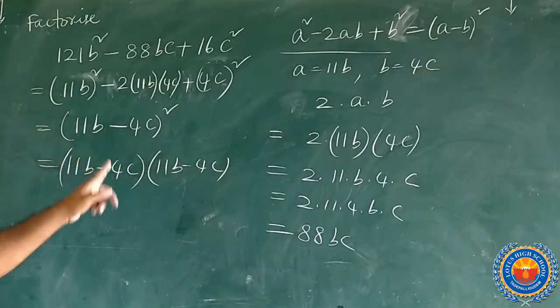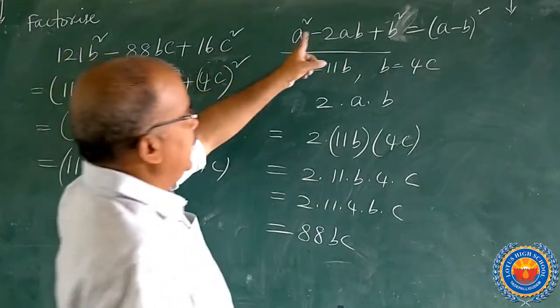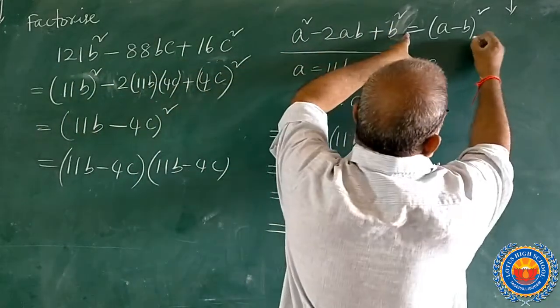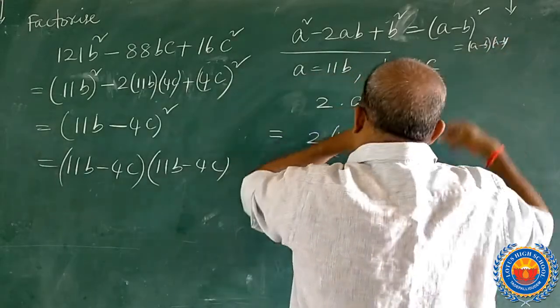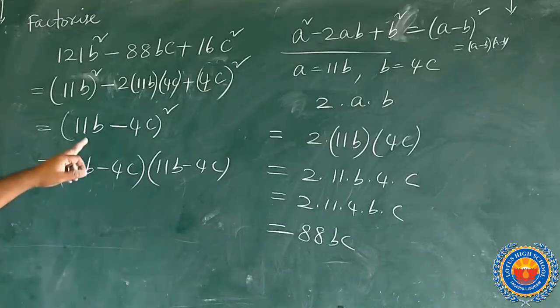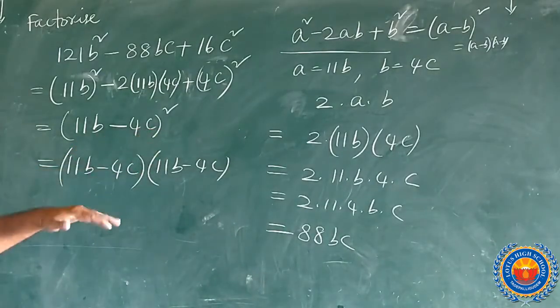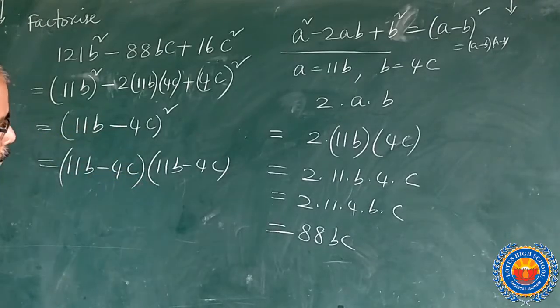This is an exponential form. This is the product form. So actually a square minus 2ab plus b square is nothing but a minus b whole square, which is a minus b into a minus b. That's why (11b minus 4c) whole square is (11b minus 4c) into (11b minus 4c).